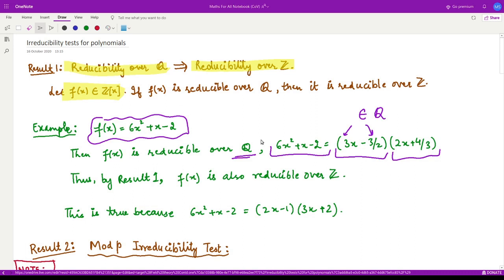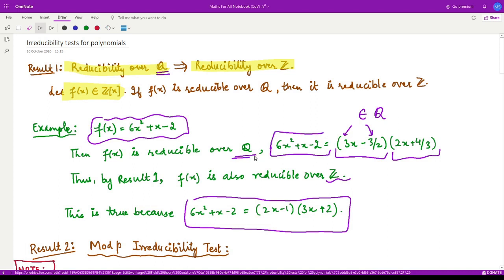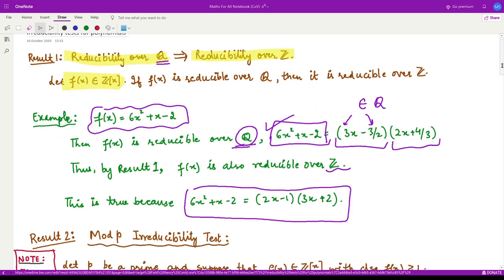So now this polynomial, because it is reducible over Q, it is also reducible over Z. And this is also true because we can also write this polynomial like this. So if you know that the given polynomial is reducible over Q, then you can directly say that this polynomial is also reducible over the set Z of integers, right? So this is the one result.